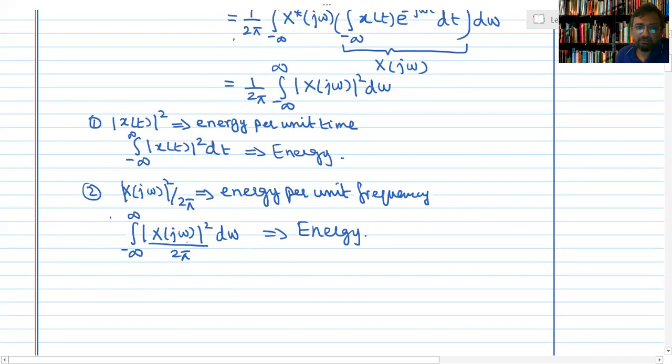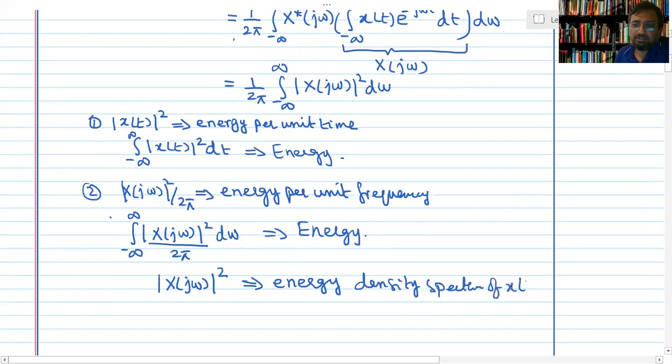Because magnitude of X(j omega) squared tells us energy per unit frequency, the square of the magnitude of the Fourier transform is sometimes referred to as the energy density spectrum of x(t), because it tells us the amount of energy concentrated at different frequencies in the signal.